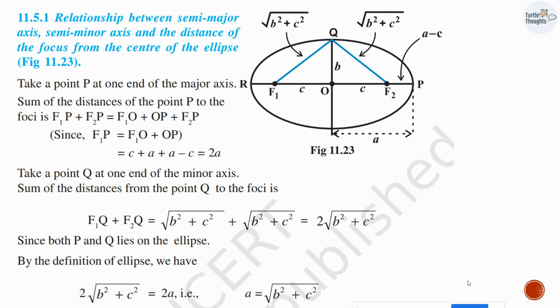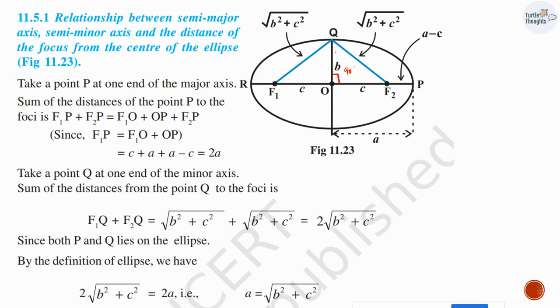Yes. Next, the relation between the semi-major axis, semi-minor axis, and the distance of the focus from the center of the ellipse. Now, if you know Pythagoras theorem, understanding this relation is going to be very, very easy. Now, consider this triangle QOF2. Since the angle F2OQ is 90 degrees, this forms a right angle triangle. In a right angle triangle, Pythagoras theorem holds good.